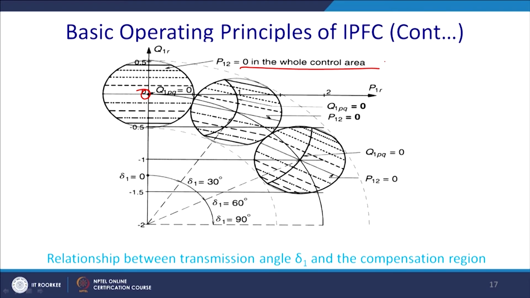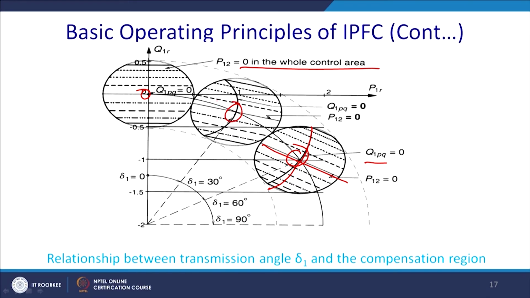Similarly, when you shift gradually, actually we are operating here. So, you can see that this line corresponds to reactive power compensation equal to 0, and this diameter corresponds to real power compensation equal to 0. This is the case which we have discussed for 60 degree. This is the case we have discussed throughout our discussion in the case of the 30 degree.